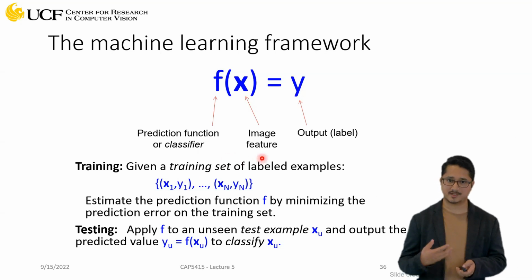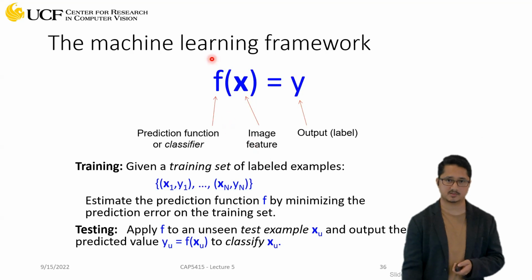Okay, so once that process is done, you have optimized your network, or you have optimized your function, then testing is simply you send unseen samples to that function, and it will just make predictions. Okay, so that's a trained model.